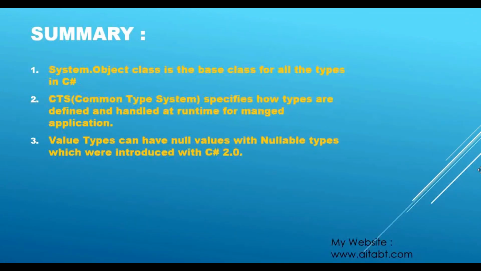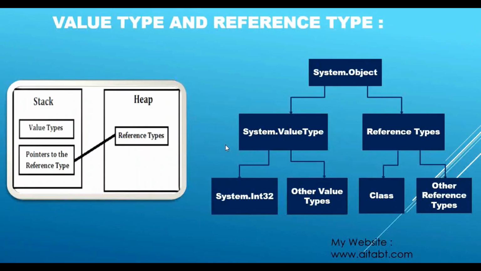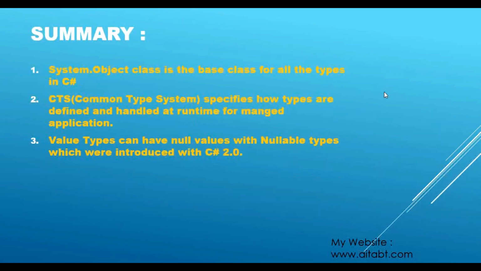Now let's quickly see the summary. What it says: the System.Object class is a base class for all the types in C#. I have shown you that System.Object is a base class for all the types present in C#. Second, it is the CTS, the common type system, which specifies how these types are defined and handled at runtime for a managed application, and what a managed application is, I have told you. And the third point: value types can have null values with nullable types, which were introduced with C# 2.0.